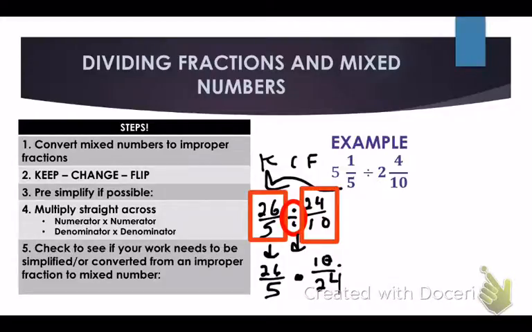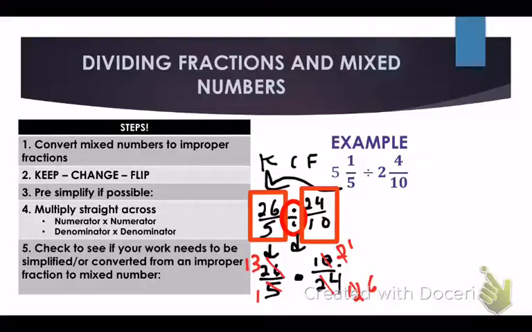Now we move on to step number 3, which is pre-simplify if possible. Can we pre-simplify? Absolutely, we can. We have 5 and 10. 5 goes into 5 one time, 5 goes into 10 two times. I can pre-simplify 26 and 24 as well, because 2 goes into both of them. 2 goes into 24 12 times, 2 goes into 26 13 times. Hey, I can still pre-simplify because of 2 and 12. 2 goes into 2 one time, 2 goes into 12 6 times.